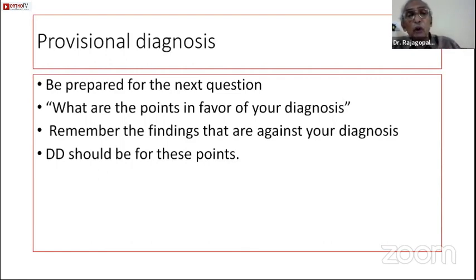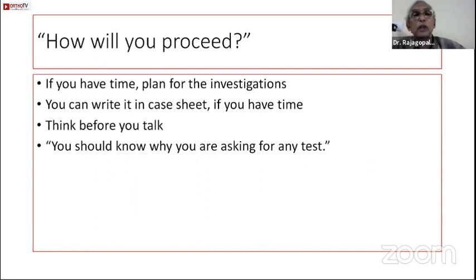Because once you give a diagnosis of, say, chronic arthritis, probably tuberculosis, then the examiner will ask you what are the points in favor of your diagnosis. So you can say the points in favor of chronic arthritis, points in favor of tuberculosis. And remember the findings that are against your diagnosis and think of a DD for those.